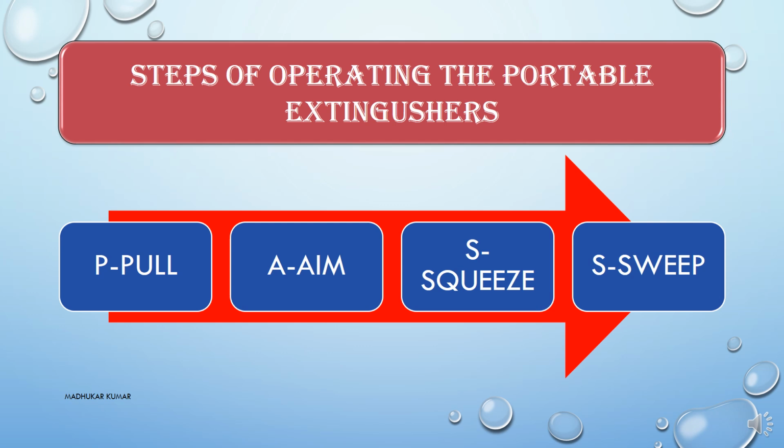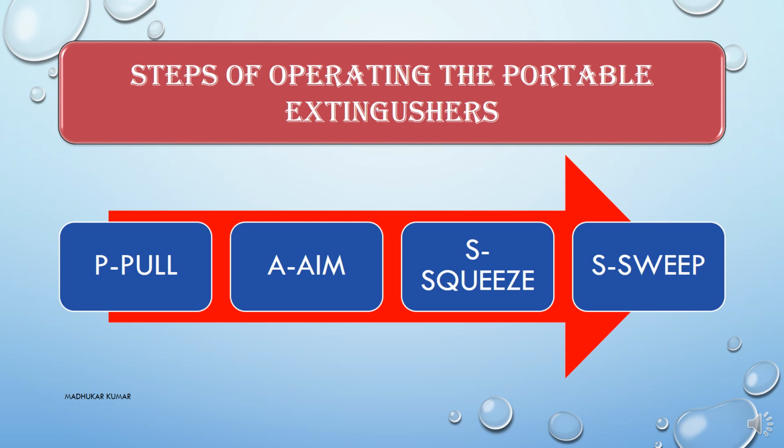Here, this is the step to follow. Suppose it is asked to you the correct steps to operate the portable extinguisher, step by step. So you have to just remember PASS. As you can see here, this is P for pull. Pull means you have to pull the safety clip and aim the nozzle towards the base of the fire, but not with every fire. In the solid fire it is okay, but in case of an oil fire it is to be aimed at the nearest bulkhead. S, squeeze the handle, and S, sweep the nozzle.